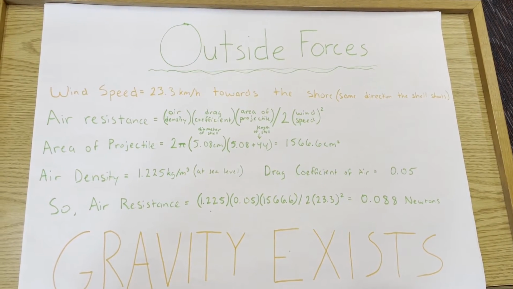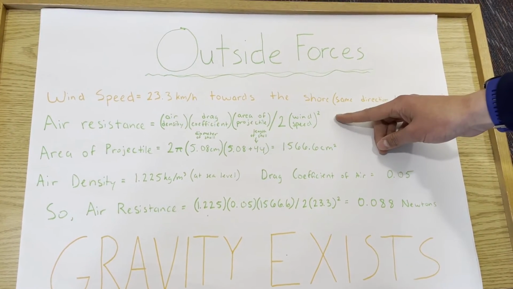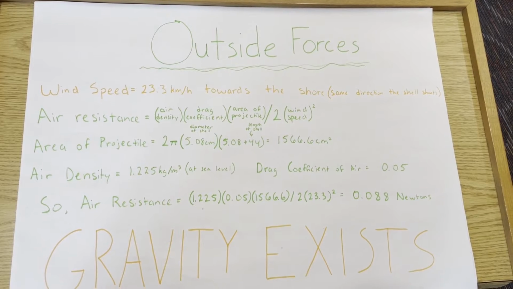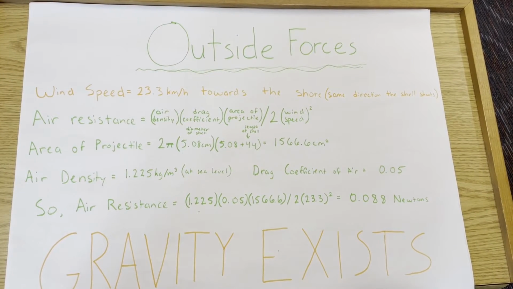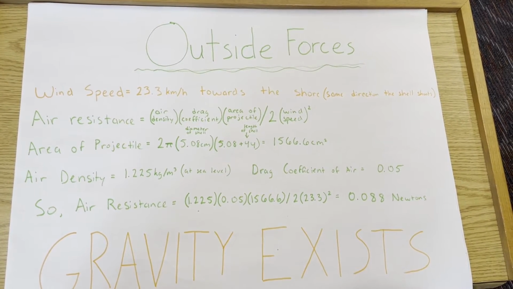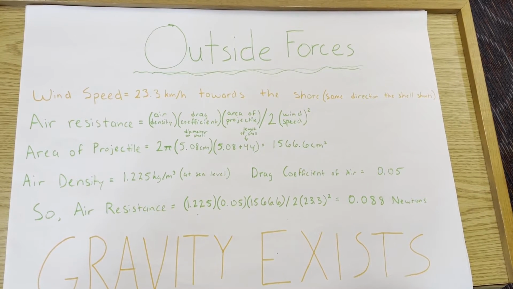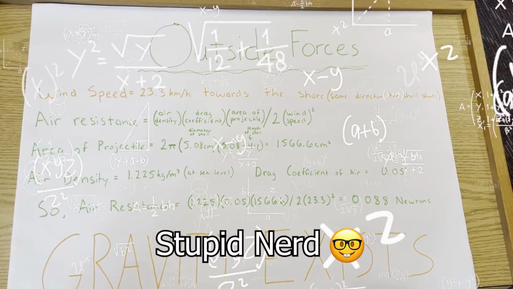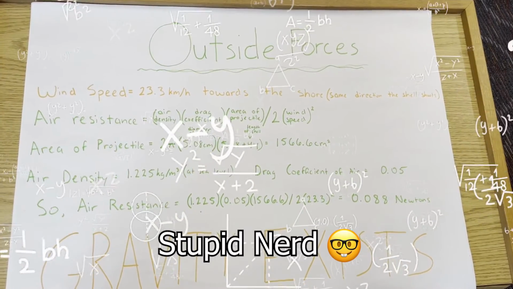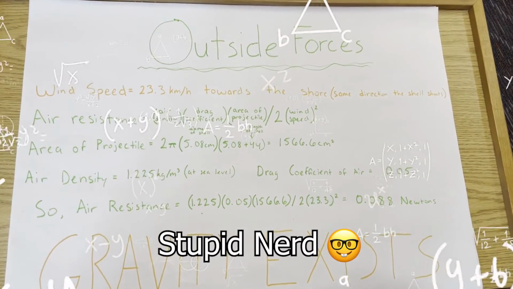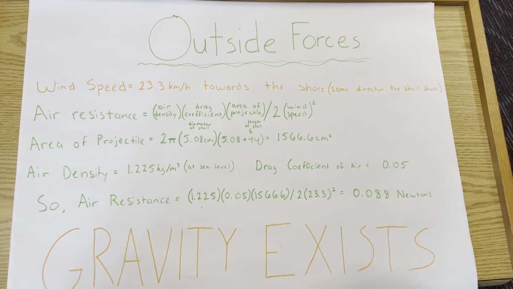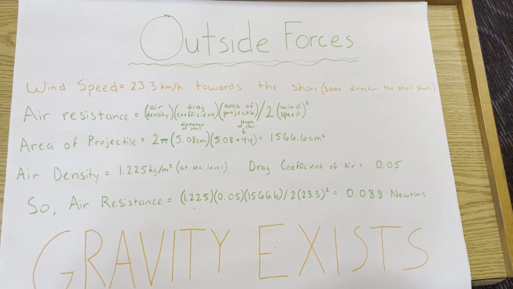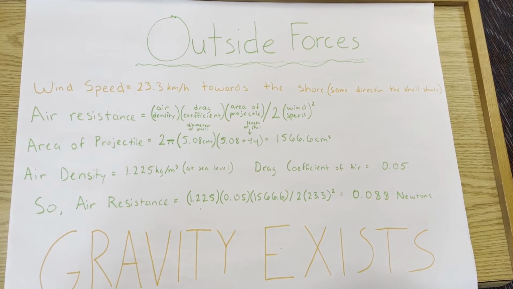Now, we had to calculate air resistance because it is a force that will be affecting the shell in the opposite direction, and we calculate that by multiplying air density times drag coefficient times the area of the projectile and dividing all that by 2 times the wind speed squared. The area of the projectile was calculated by multiplying 2 pi times 5.08 centimeters, which is the diameter of the shell, times 5.08 plus 44, which is the length of the shell, all coming out to 1,566.6 centimeters squared.